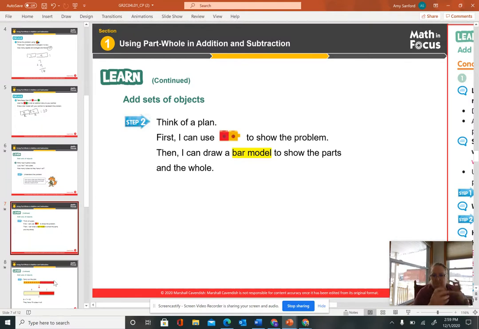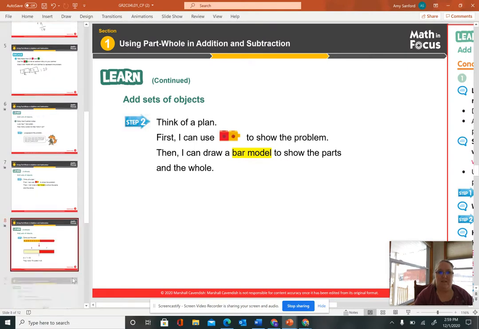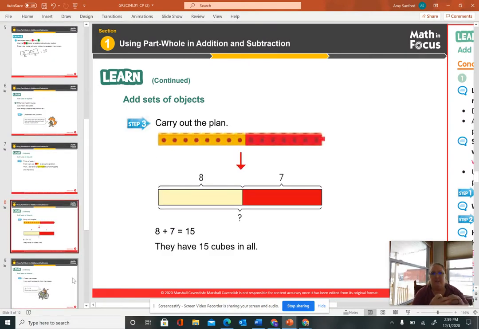First, I could use my Legos to show the problem, and then I can draw a bar model to show the parts and the whole of this problem. So, step three, they take those Legos and they carried out the plan. They saw 8 of Molly's and 7 of our other friends, and they put them together. So 8 plus 7 equals 15, and they have 15 cubes in all.